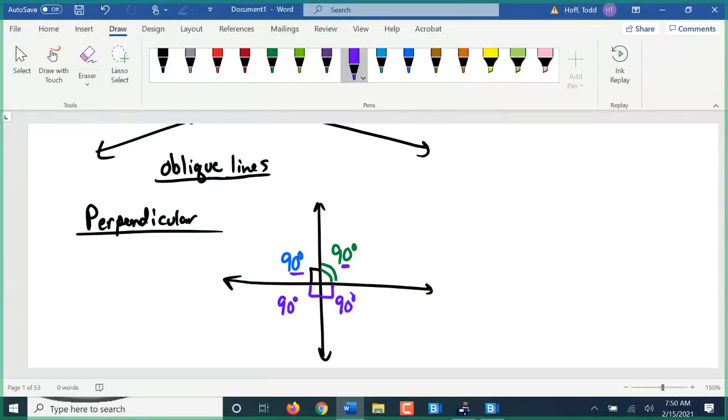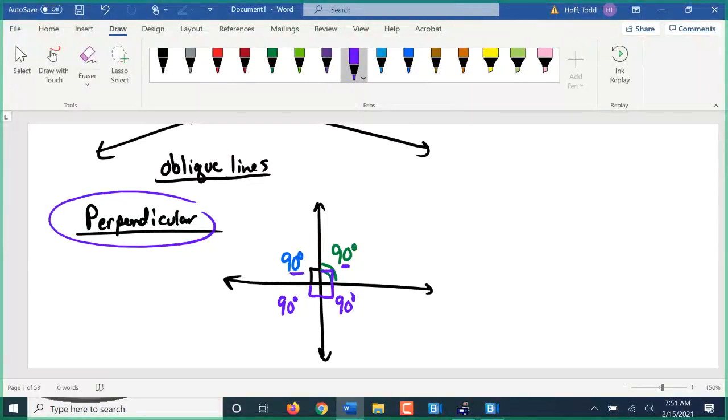So when two lines intersect, if one angle is 90 degrees, or a right angle, all four of the angles formed have to be right angles. That's the definition of perpendicular. Intersects to form four right angles.